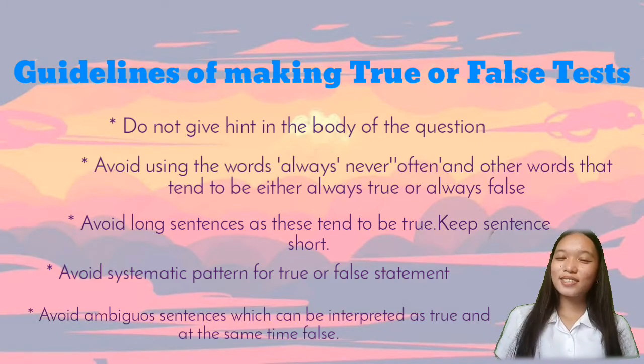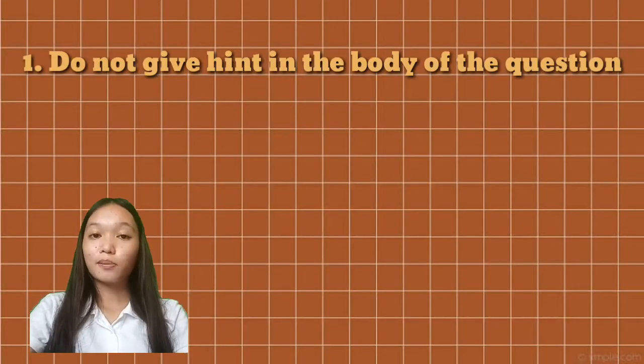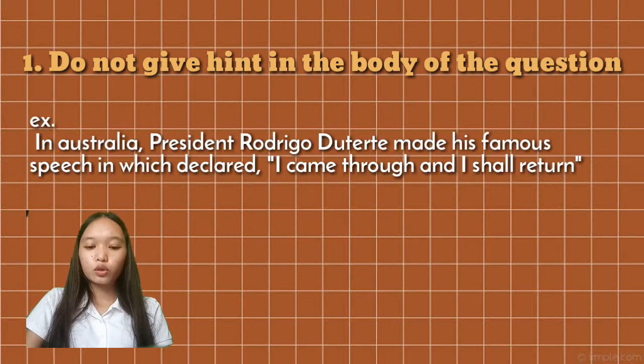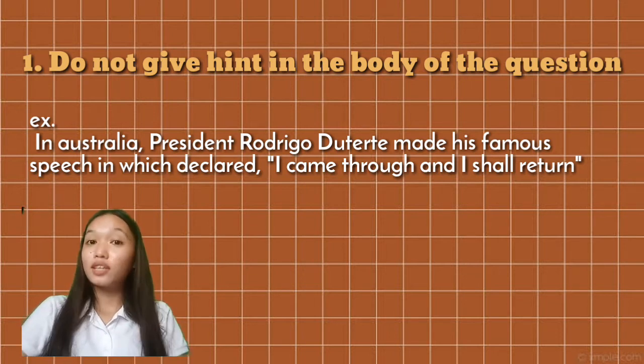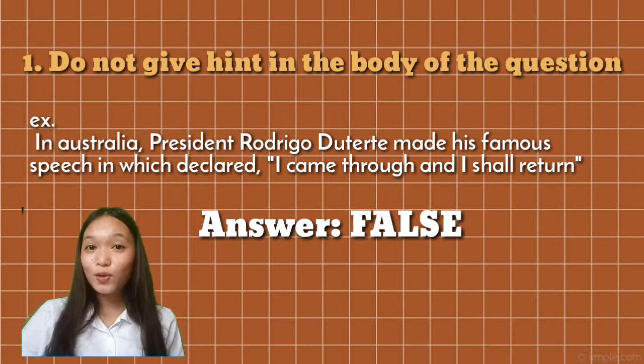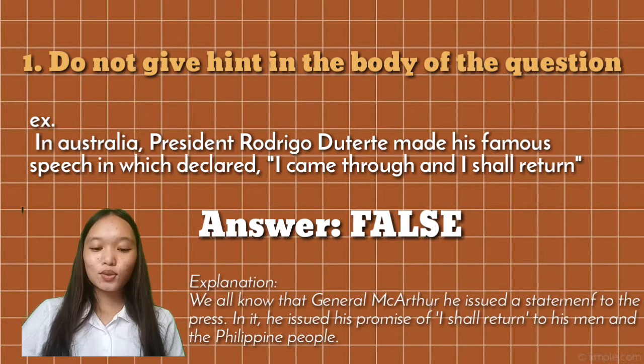So here are the guidelines for making true or false tests. Number 1. Do not give a hint in the body of the question. An example: In Australia, President Rodrigo Duterte made his famous speech in which he declared, "I came through and I shall return." Is this President Rodrigo Duterte? So in the statement, we don't give a hint, and the answer is false because we all know that General MacArthur issued a statement to the press. In it, he issued his promise of "I shall return" to his men and the Philippine people.